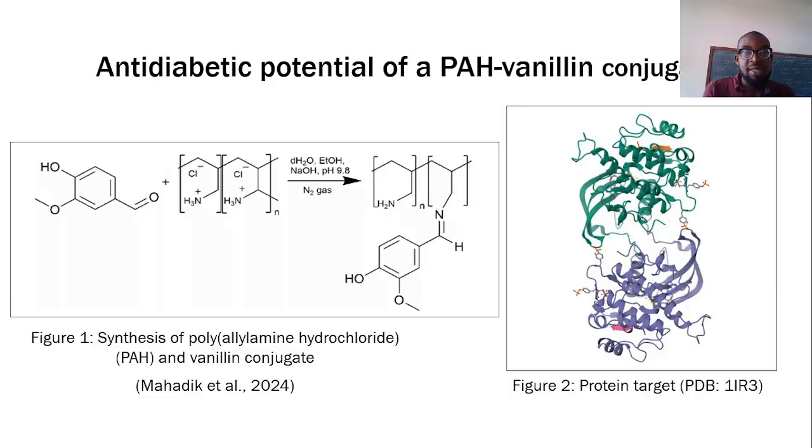So today we'll be assessing the antidiabetic potential of the polyamine hydrochloride vanillin conjugate. And this conjugate was reported by Mahadik et al. in 2024. Now, for this work, we'll be using this protein target, PDB 1IR3.